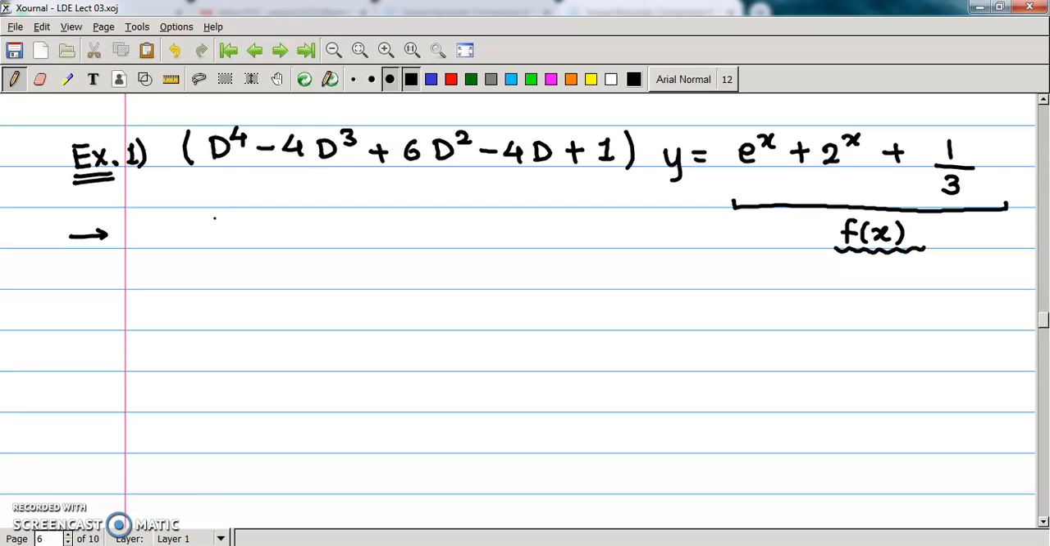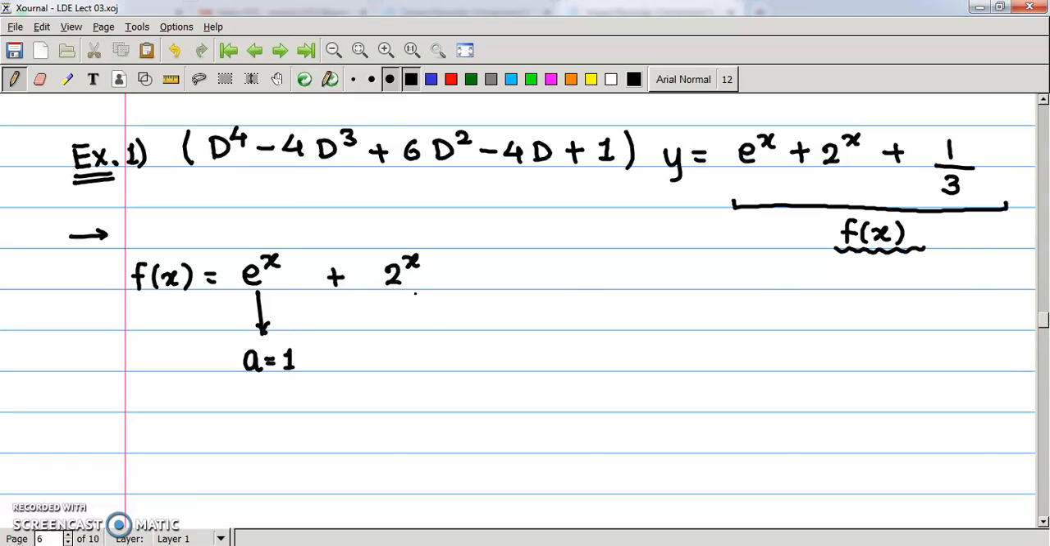When to apply the variation of parameters method, we will discuss later. Now, since our function f(x) is e^x, here we can apply the shortcut method formula. The value for a is equal to 1.